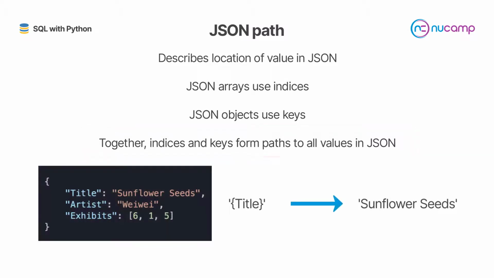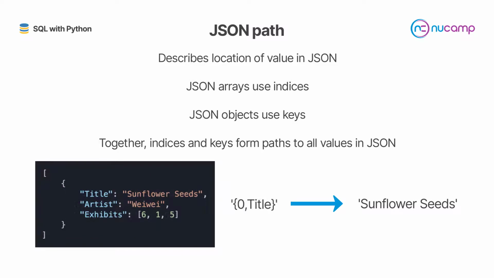For example, in order to get the value sunflower seeds out of the object shown here, we need to key into the title field. What if that same JSON object was placed inside an array as an array item? As in a Python list, the first item in a JSON array has an index of 0. So in order to get the value of sunflower seeds, we need to first index into the 0th element of that top-level array, then subsequently the title key of the object inside it.